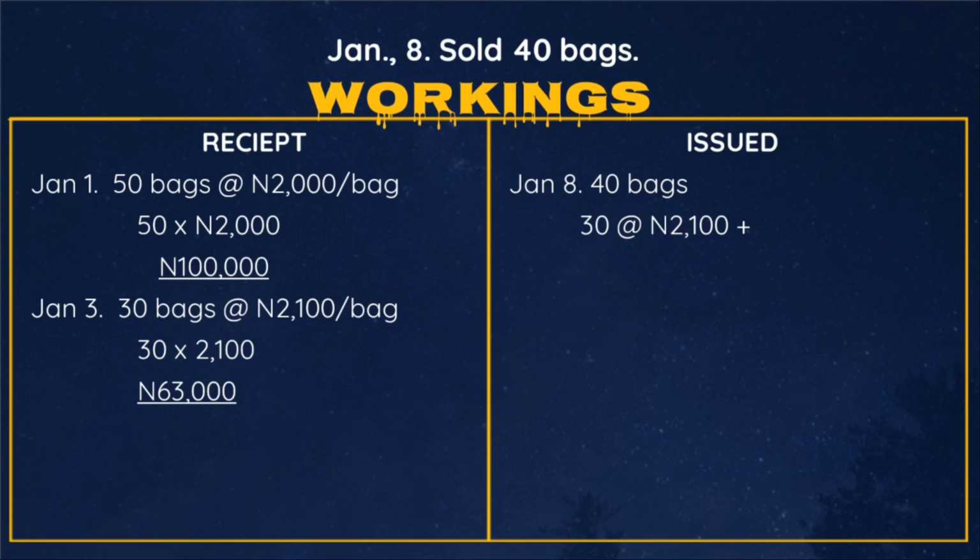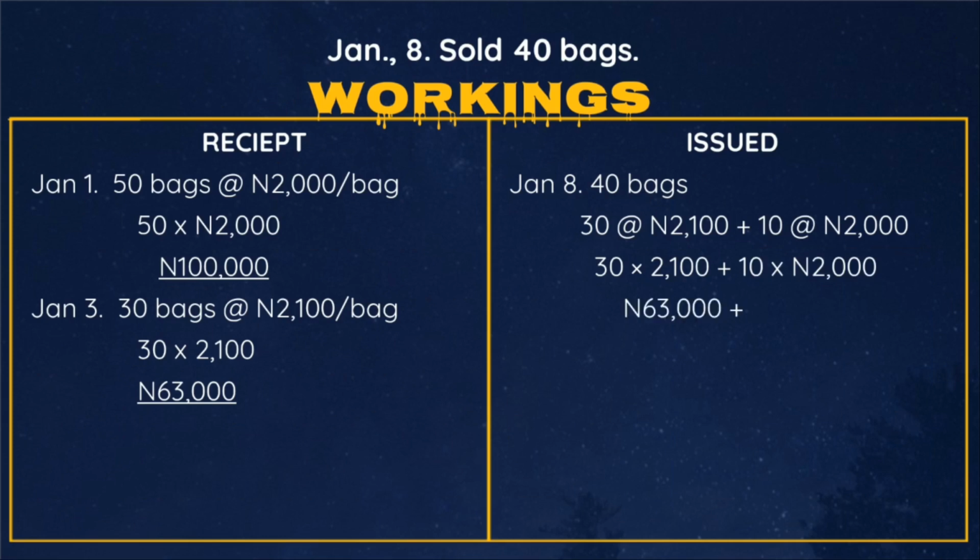That is the one that came in on January 1st. So which means the remaining 10 will be at the rate of 2,000 naira. That is plus 10 bags of cement at 2,000 naira. So 30 at 2,100 naira will be 30 times 2,100 plus 10 at 2,000 naira will be 10 times 2,000. 30 times 2,100 will be 63,000 naira plus 10 times 2,000 naira will be 20,000 naira. 63,000 plus 20,000 will be 83,000 naira.